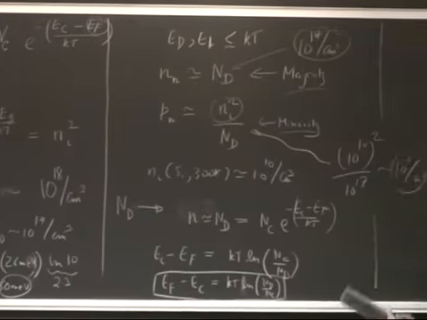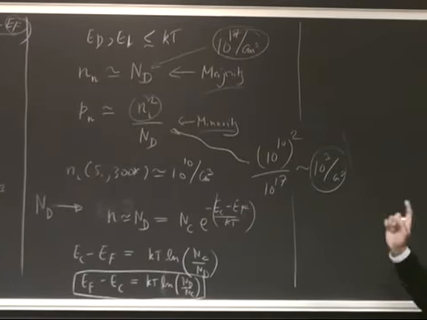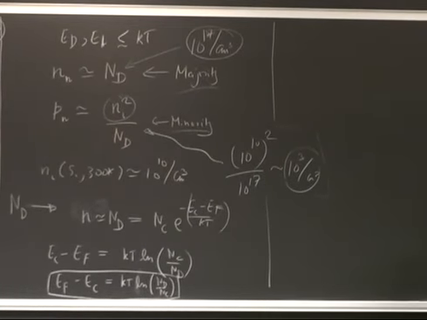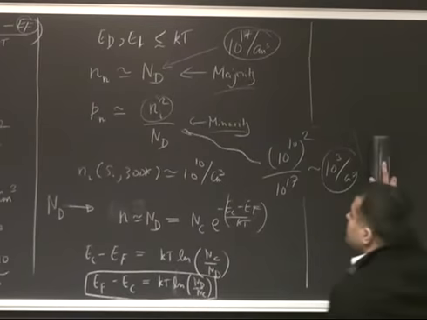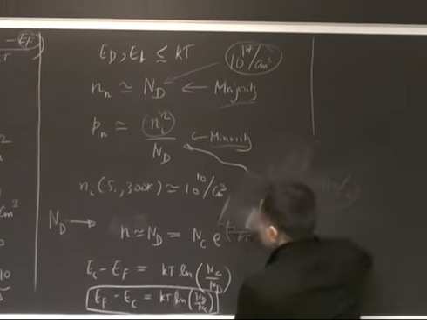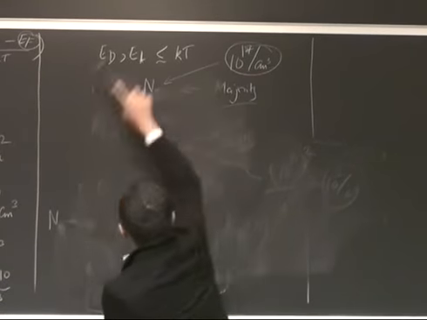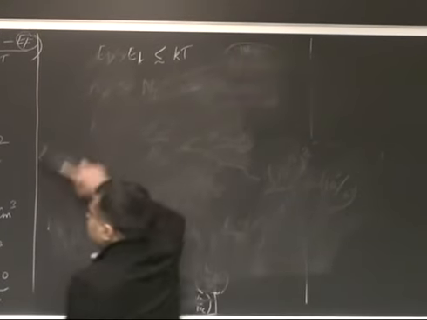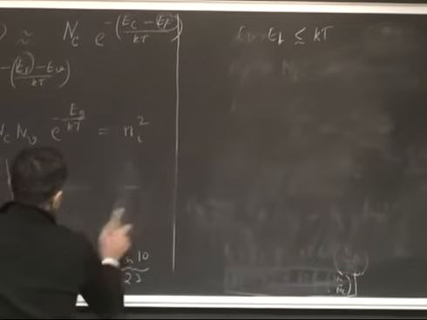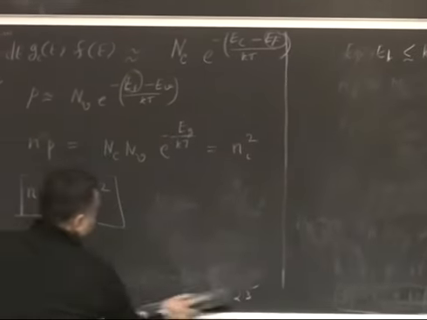Any questions? All right. If not, let's move to the next step. I'm going to erase this now, but leave this on here: np is equal to ni squared.